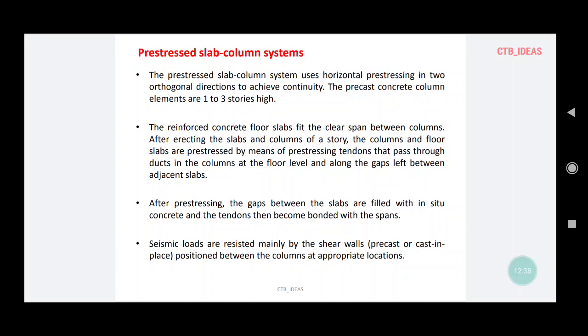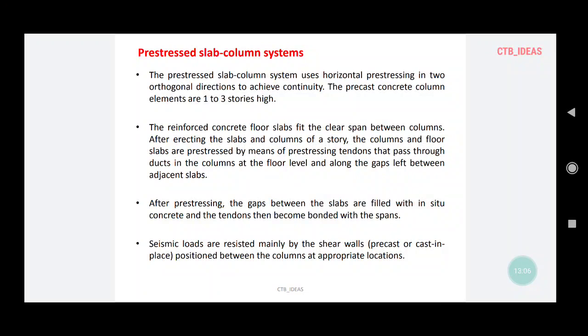Then the next type is pre-stressed slab column systems. So the concept of pre-stressing, you have actually pre-stressing strands. The precast components have cavities, wherein you can insert these pre-stressed strands and then you have to stretch them. I will explain the process later on.